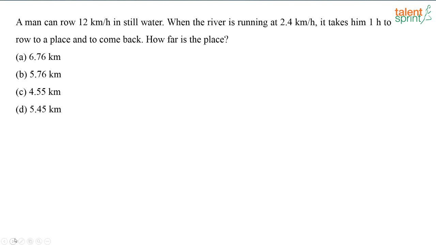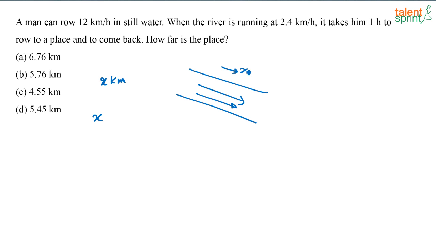So let us assume that the distance that the man has to cover is x kilometers. So he has to travel x kilometers to and fro. Now to travel downstream x kilometers, how long will he take? See, there is a stream flowing like this. The man can row in still water at 12 kilometers per hour, the river is running at 2.4 kilometers per hour. So the time taken to go downstream x kilometers is x divided by (12 plus 2.4).